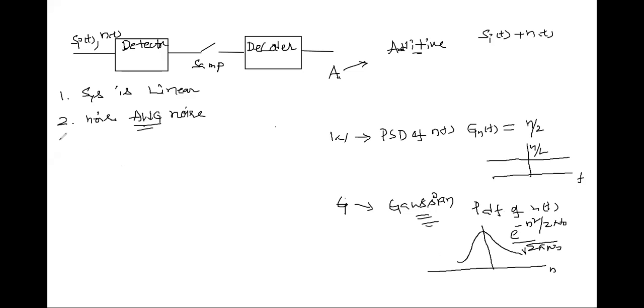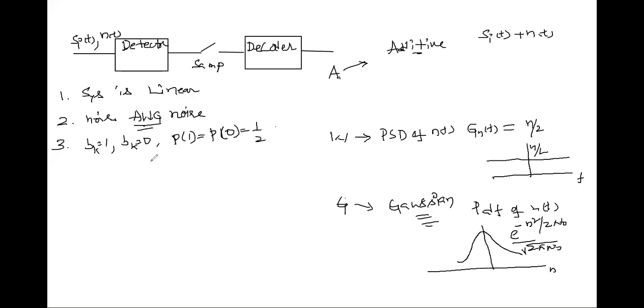Okay. Third one: the bits which you are transmitting, that is bk equal to 1 and bk equal to 0, are assumed to be independent and also equiprobable. So the probability of 1 equals the probability of 0, equal to 1 by 2. We are assuming the probabilities are equal.